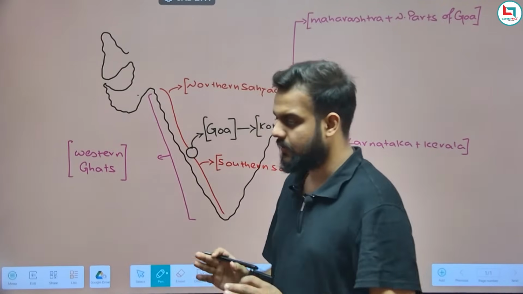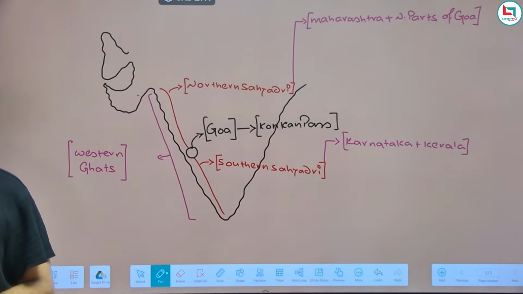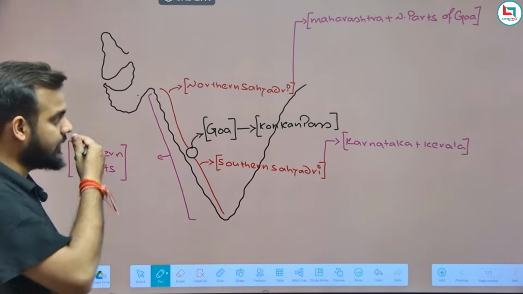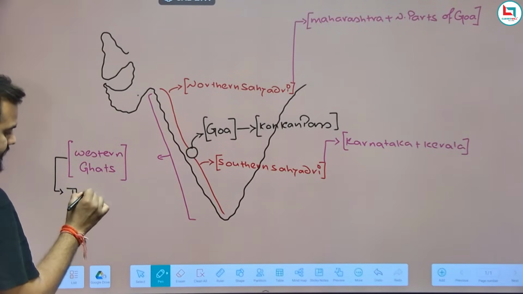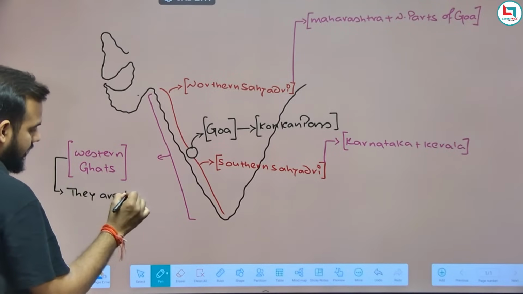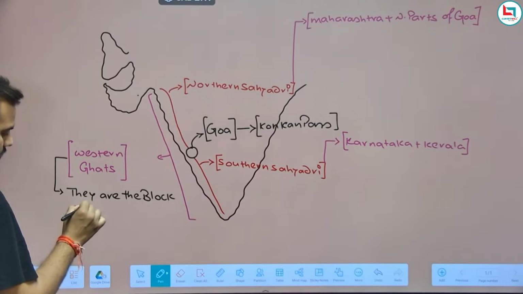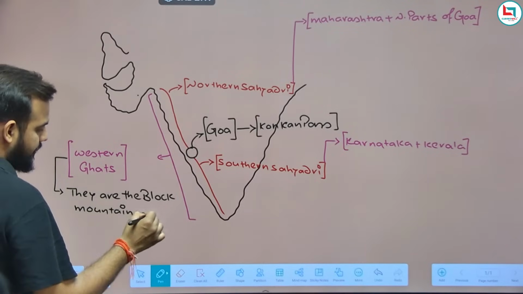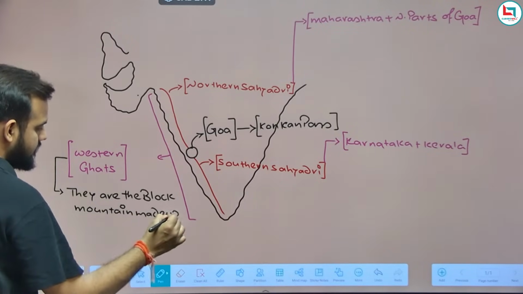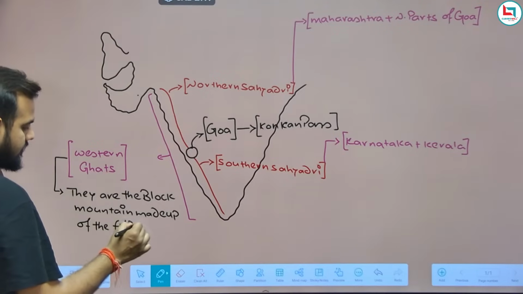After this, the Sayadris or the Western Ghats are block mountains made up of fold mountains. They are block mountains made up of fold mountains.